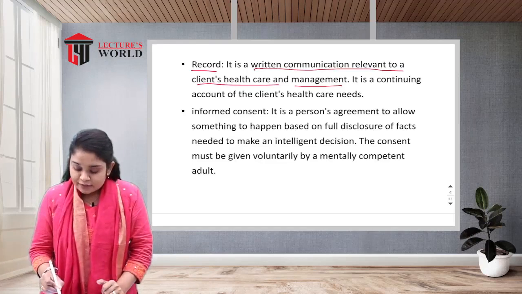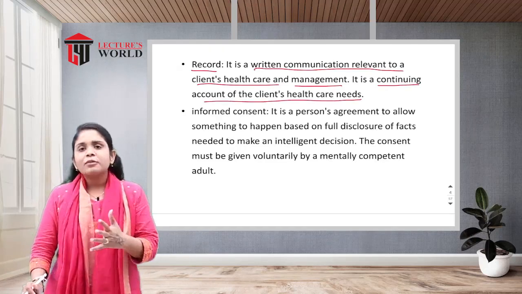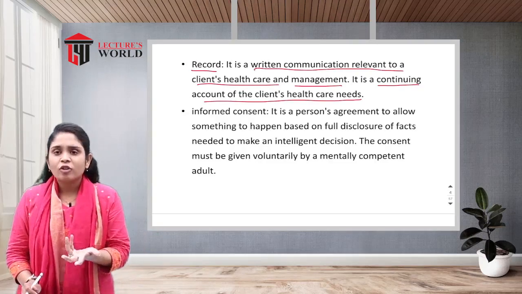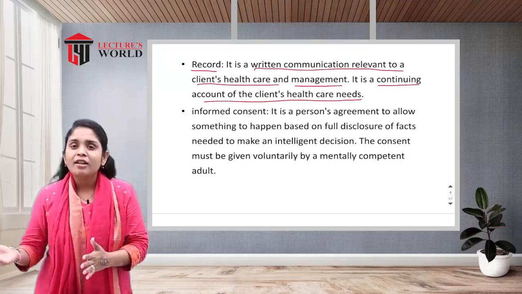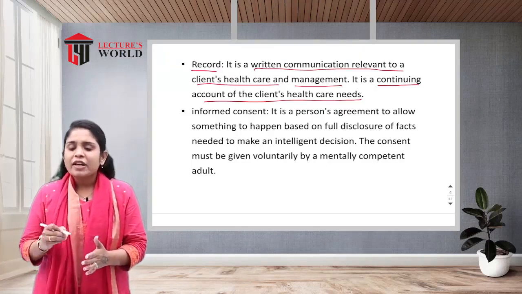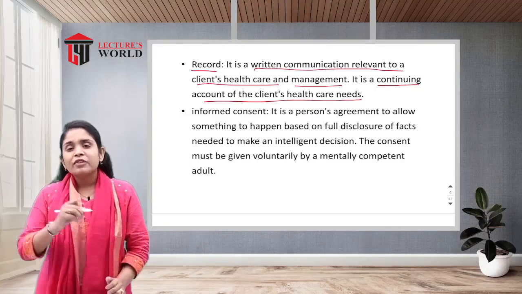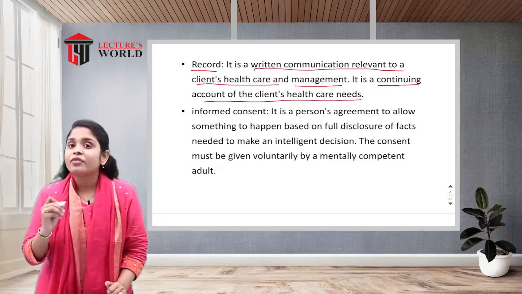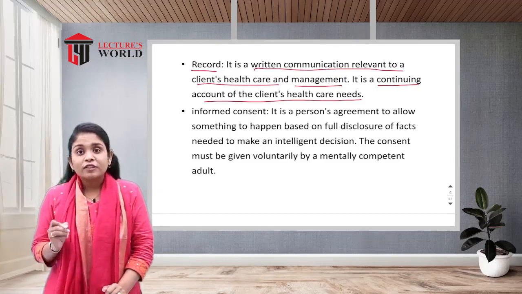Okay, so it is a continuing account of the client's healthcare need. That will be regarding the patient care also. They will be writing every event which is happening day to day. They will be writing, okay, this kind of patient has got this kind of treatment. They will be writing everything, but that is in a written format. So that is the meaning of the record.